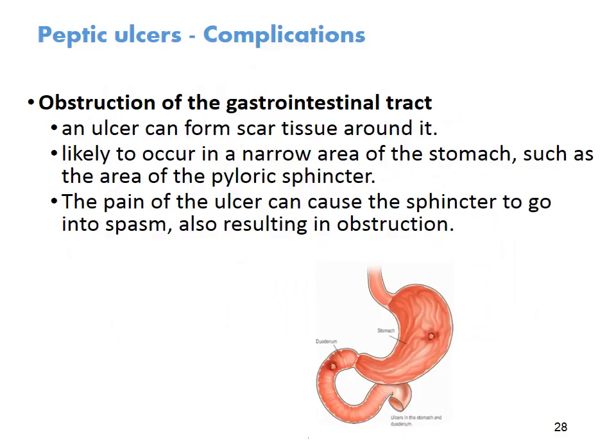Peptic ulcers may also cause obstruction of the GI tract, especially when the ulcer develops near the pyloric sphincter. The ulcer can form scar tissue around it, blocking the pyloric sphincter, or the pain of the ulcer can cause the sphincter to spasm. Over a long period of time, chronic peptic ulcers can eventually lead to cancer.